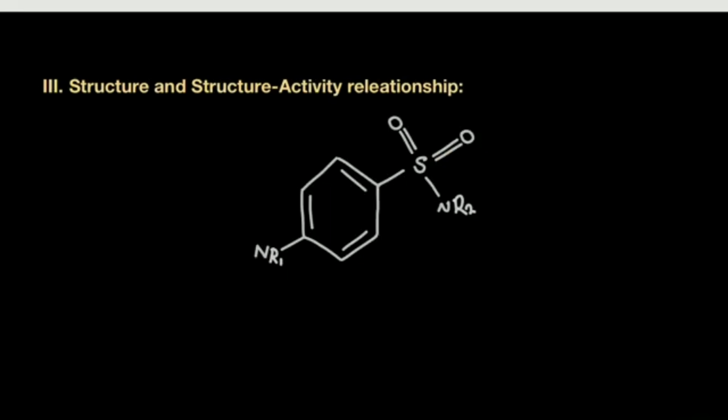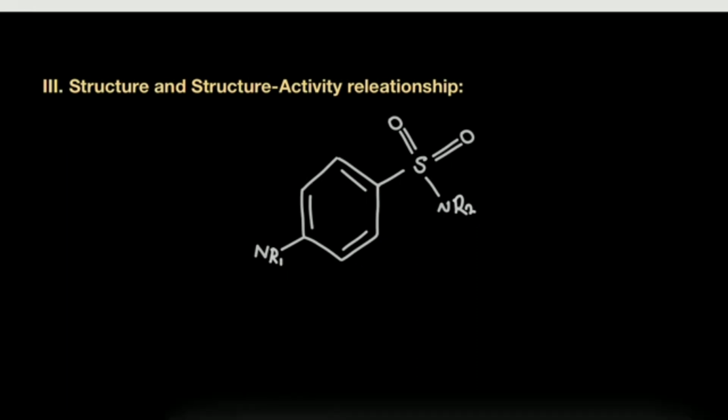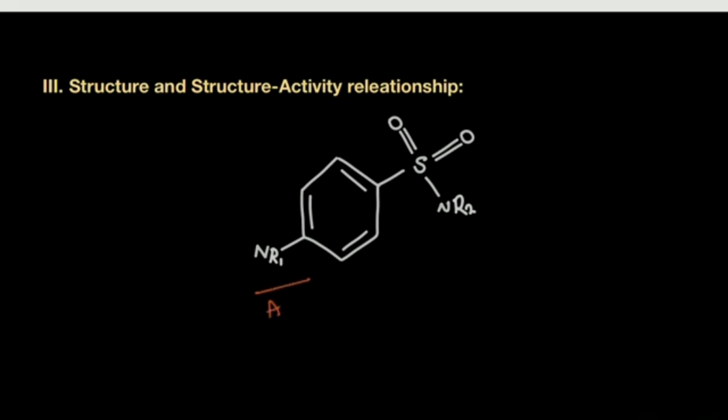Moving forward to the structure and structure-activity relationship of this class. As shown, the general structure of sulfa drugs has three main parts. First, the amino group, so an amine, also an aromatic ring, and the sulfonamide functional group.